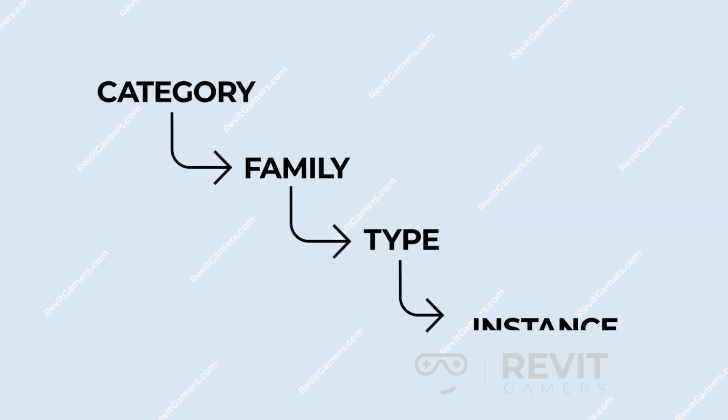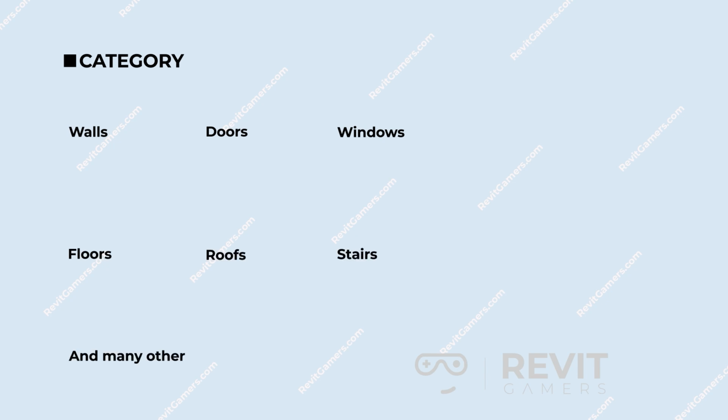Objects in Revit are organized in 4 hierarchies: category, family, type, and instance. On top, there are categories like walls, doors, windows, floors, roofs, and stairs. Every object in Revit belongs to a different category. These categories are predefined, and no one can add, remove, or modify them.